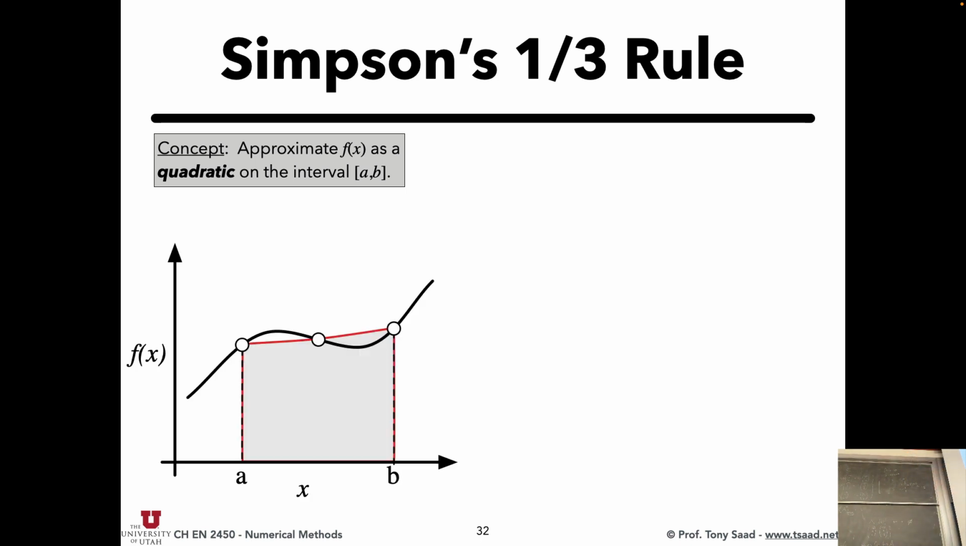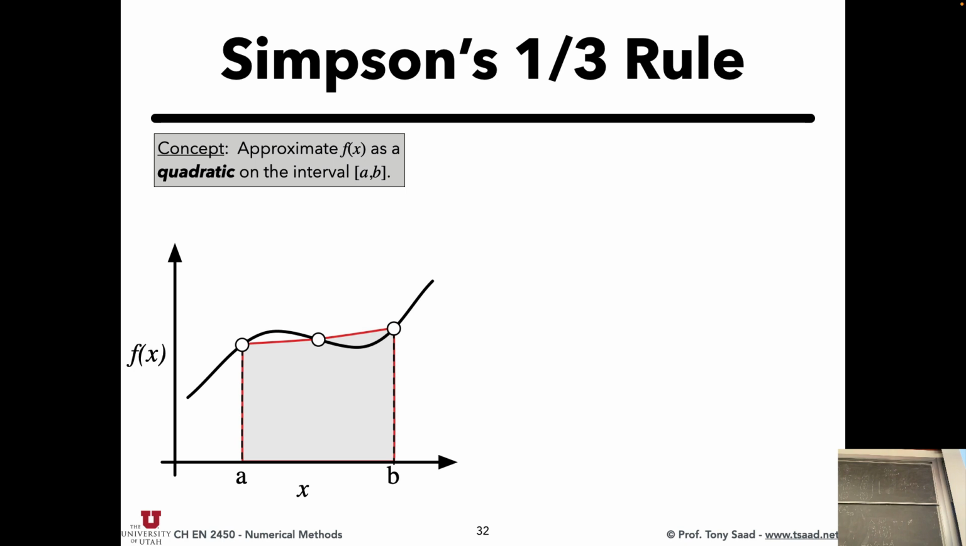Now the challenge here is, how do you pick for a quadratic? Remember when we were doing interpolation, the quadratic has 3 coefficients, a0, a1, and a2. Right? So a0 plus a1x plus a2x squared. So you need 3 points, exactly 3 points, to find a0, a1, and a2.